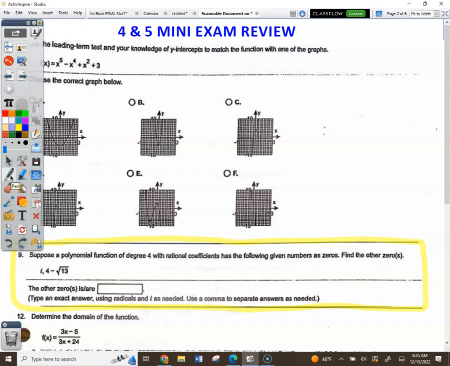Suppose a polynomial function of degree 4 with rational coefficients has the following given numbers as zeros. What are the others? Okay. So one of the zeros is i. One of them it says is i, and then the other one it says is 4 minus square root 13.